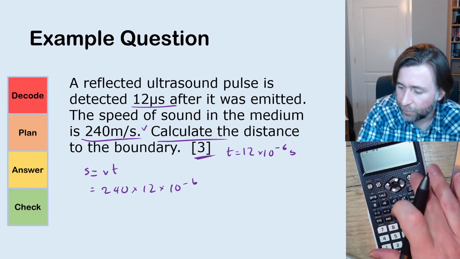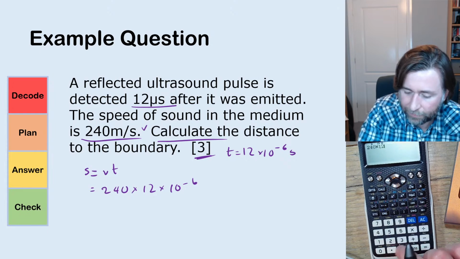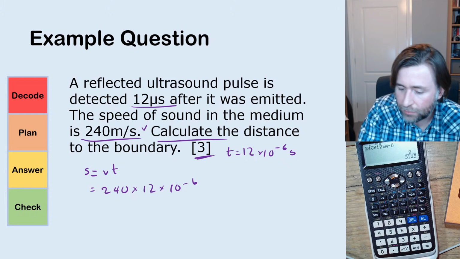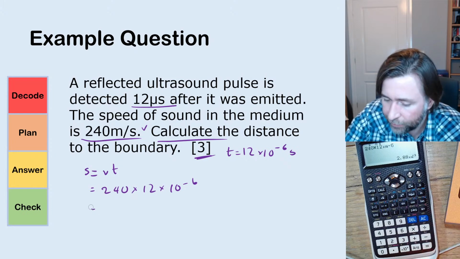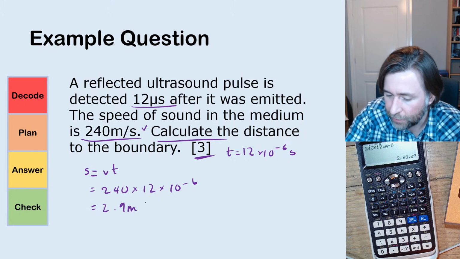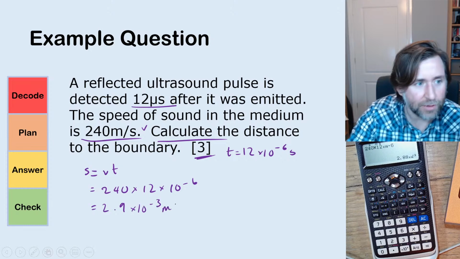Once more, I really hope that you're going to take from this how to use this calculator correctly with the times 10 to the button. Here's our answer: 2.88 or 2.9 millimeters. 2.9 times 10 to the minus 3 meters.